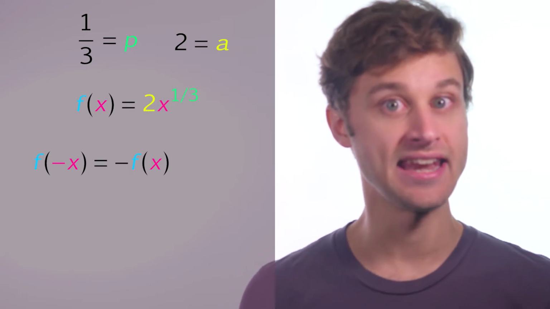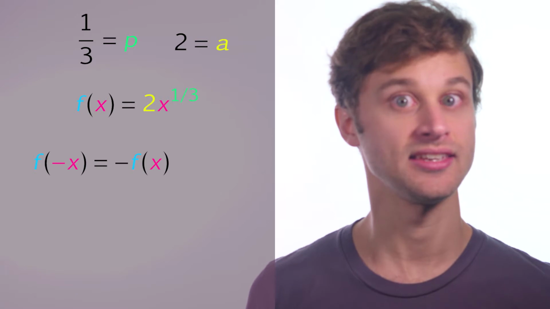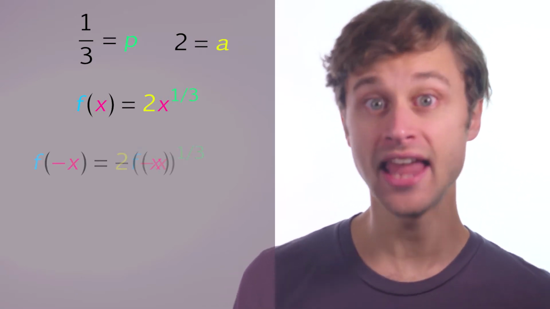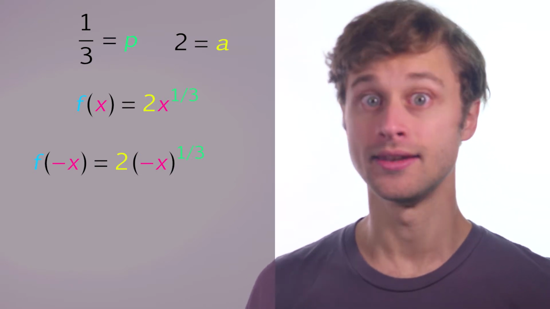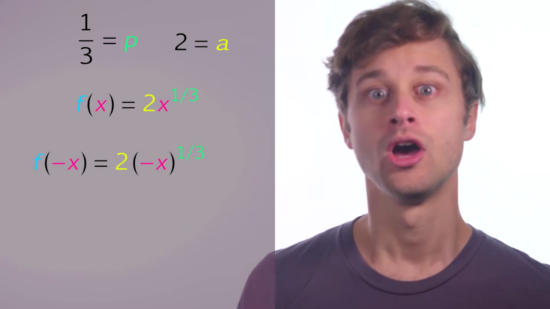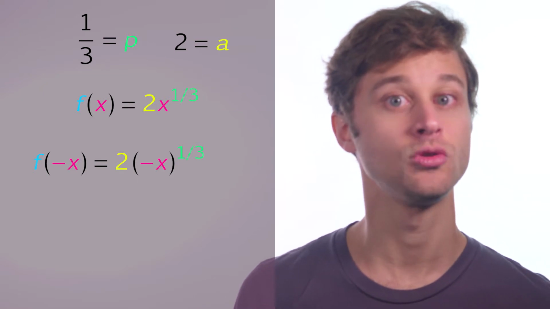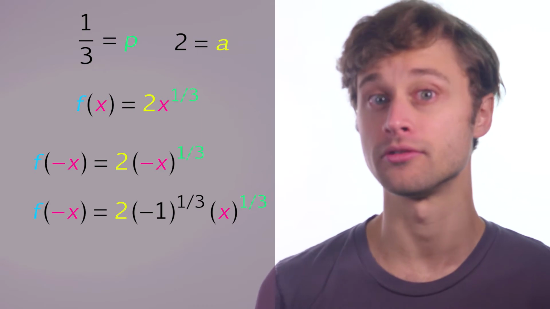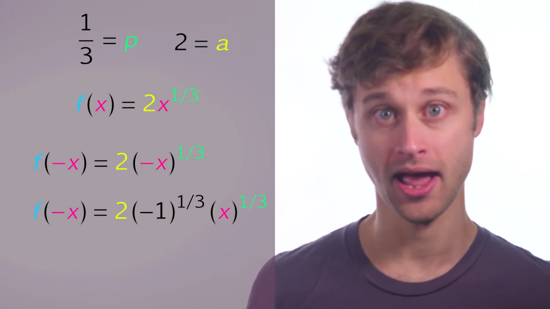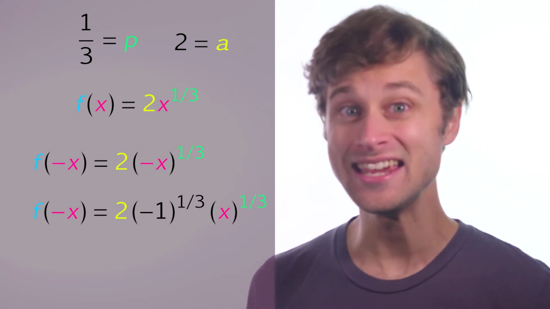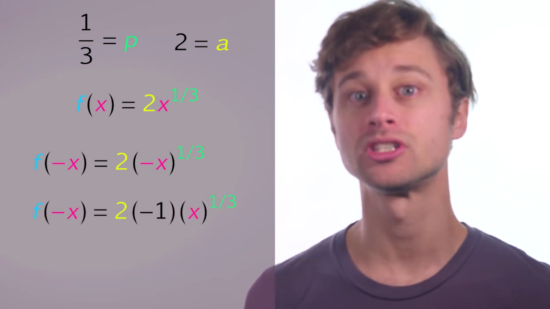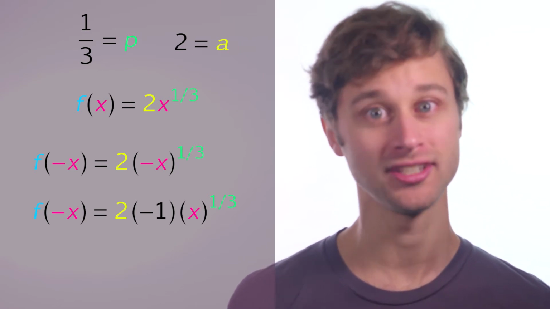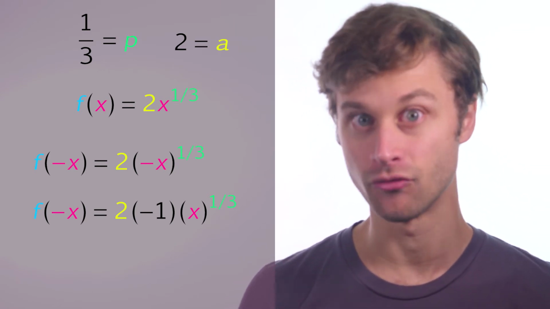So let's plug in negative x into f of x is equal to 2 times x to the 1/3 power. So f of negative x is equal to 2 times negative x to the 1/3 power. Now, we can split negative x to the 1/3 power into 2 separate factors: negative 1 to the 1/3 power and x to the 1/3 power. Now, negative 1 to the 1/3 power is negative 1, because if I multiply negative 1 times negative 1 times negative 1, I get negative 1 again. So the cube root, in other words, of negative 1 is negative 1.